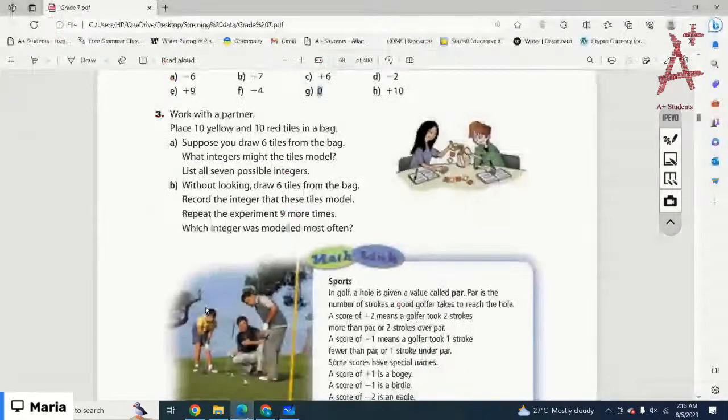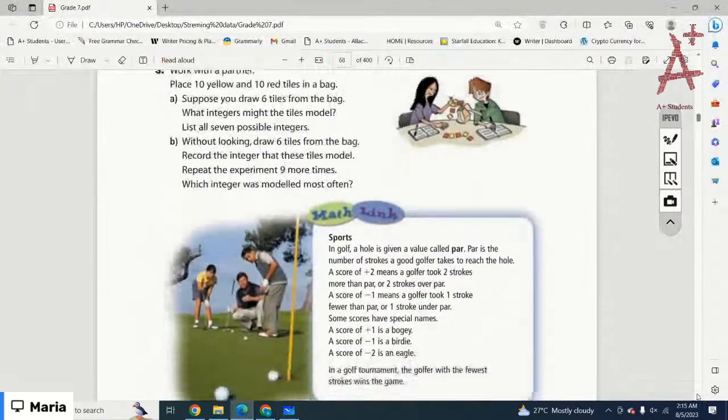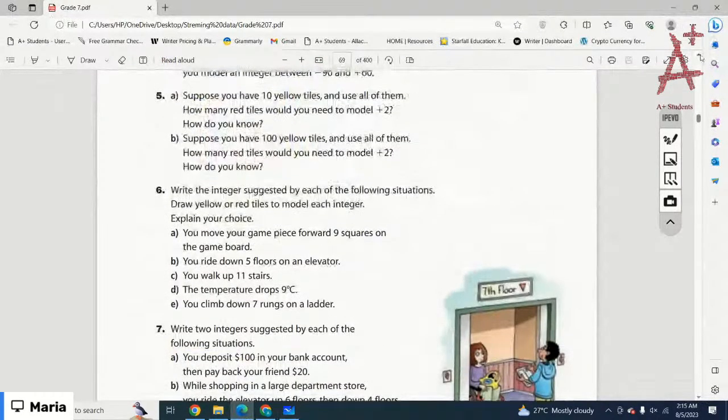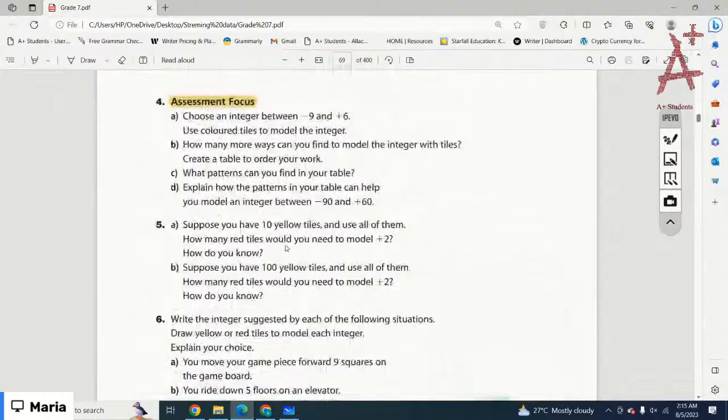Okay, let's just start with question number 5. Suppose you have 10 yellow tiles and use all of them. How many red tiles would you need to make positive 2? How do you know? Suppose you have 100 yellow tiles and you use all of them. How many red tiles would you need to make positive 2? How do you know?